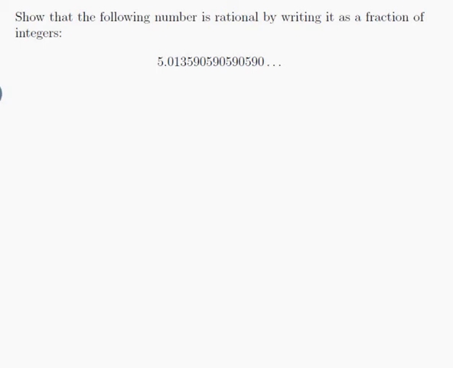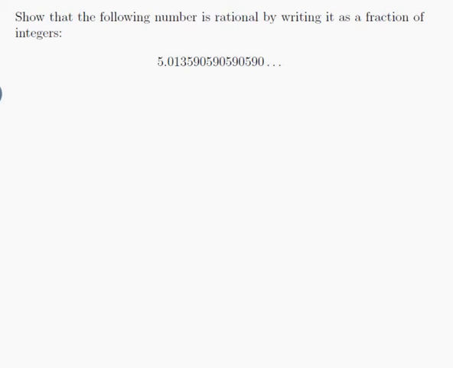Show that the following number is rational by writing it as a fraction of integers. 5.013590590590590... So I assume that means that the 590 repeats forever.